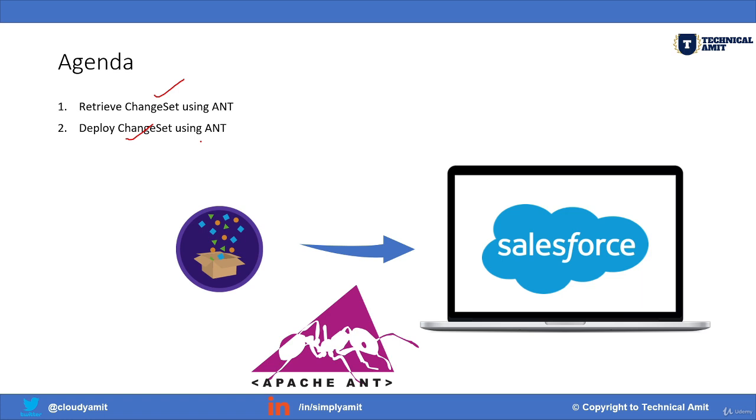Here we are going to take help from Apache Ant. We are going to develop some targets: a target for change set retrieve, and a target for change set deployment, so that we can easily deploy it. For demo purposes, we are going to use a sandbox and a production environment. So let's quickly see how we can do that.